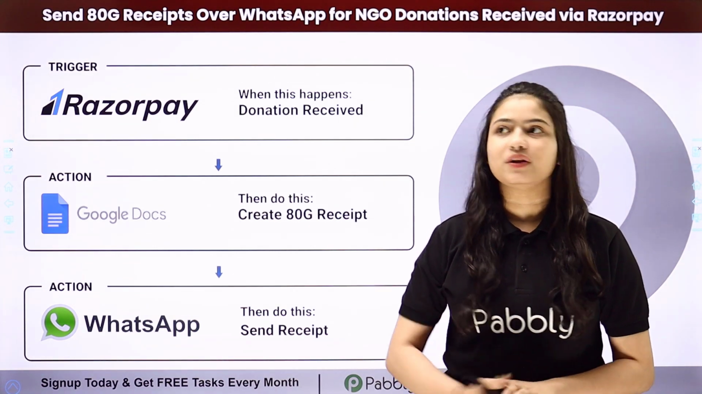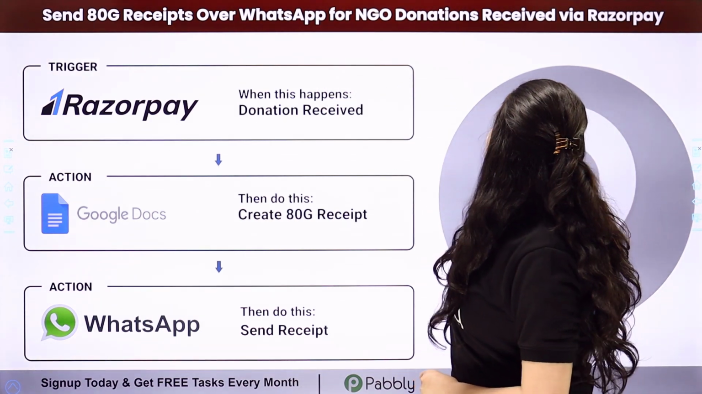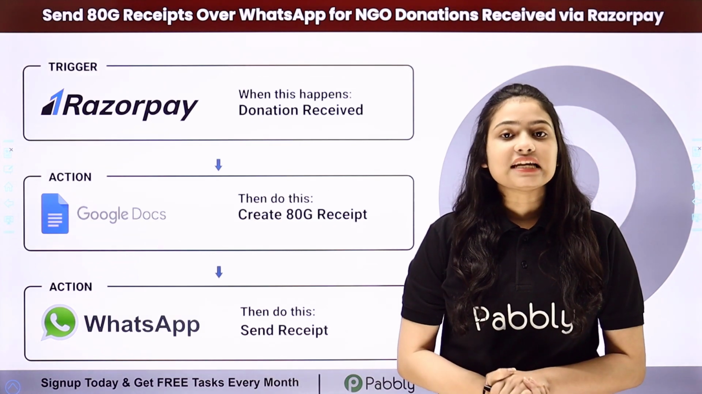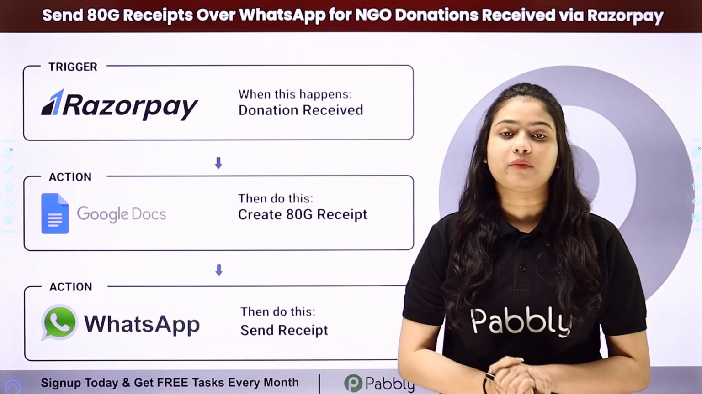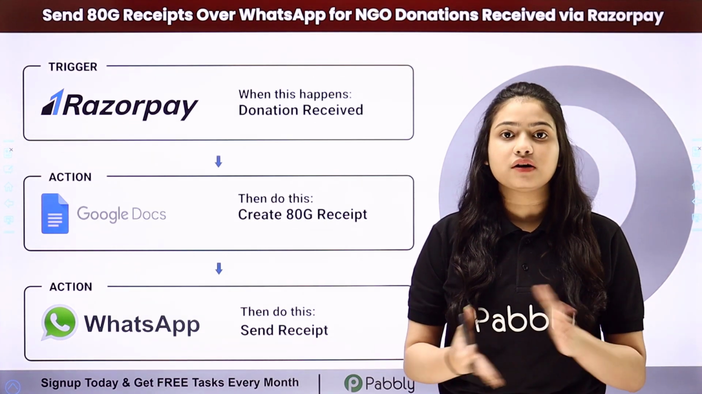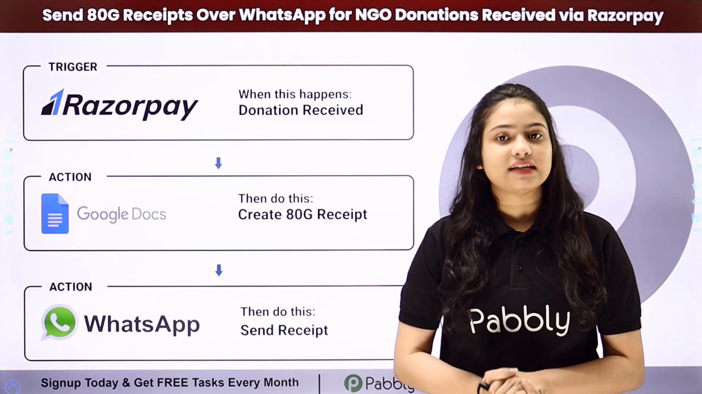In this video, we are going to learn how to send ATG receipts over WhatsApp for NGO donations received via Razorpay. I have an NGO and my objective is that as soon as I receive a donation for my NGO via Razorpay, I want to generate an ATG receipt for the donor and send the same receipt on WhatsApp. So how are we going to automate this entire process?